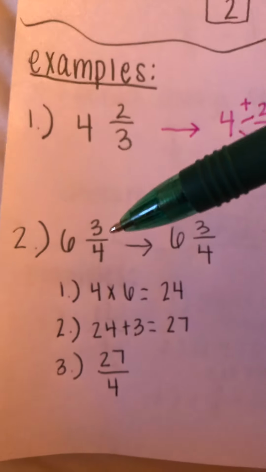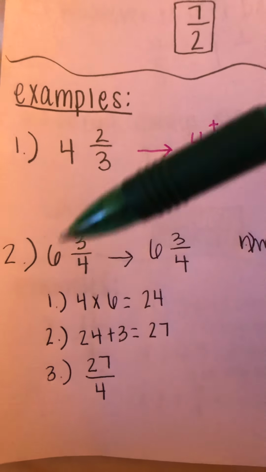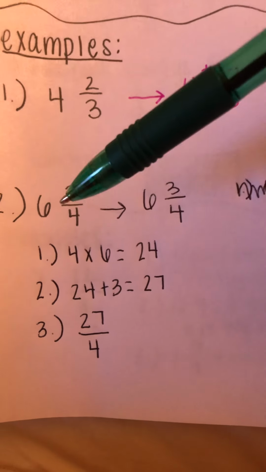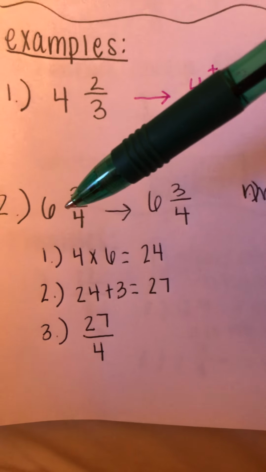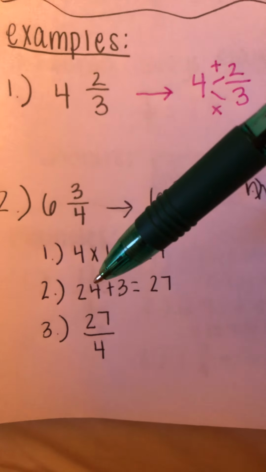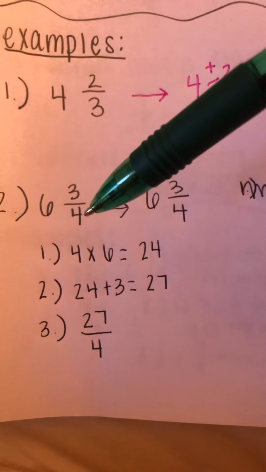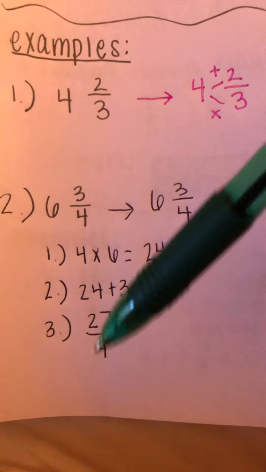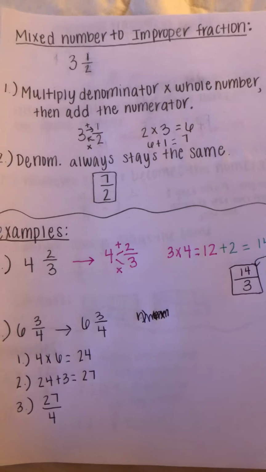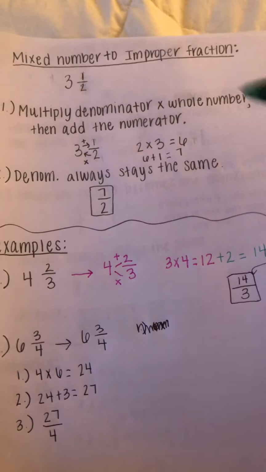Let's look at our next example, 6 and 3/4. I want to change that into an improper fraction. So here are my steps. I broke them down right here. First, I multiplied the denominator by the whole. 4 times 6, that gave me 24. Then I needed to add 3 to that 24, which gave me 27. My new answer is 27/4. And I got my 4 from my denominator because it always stays the same. So that's how you change a mixed number to an improper fraction. That is one way that you're going to learn today.